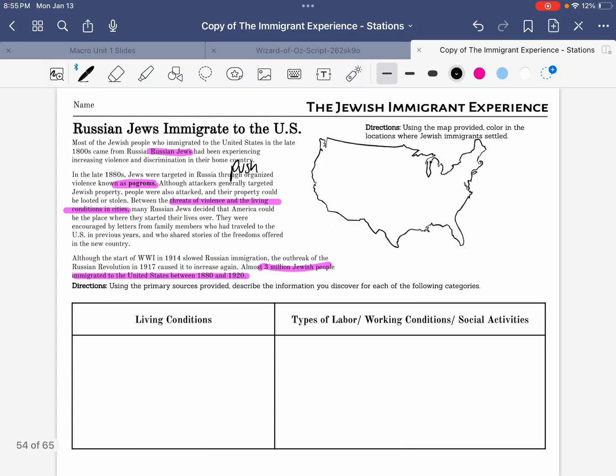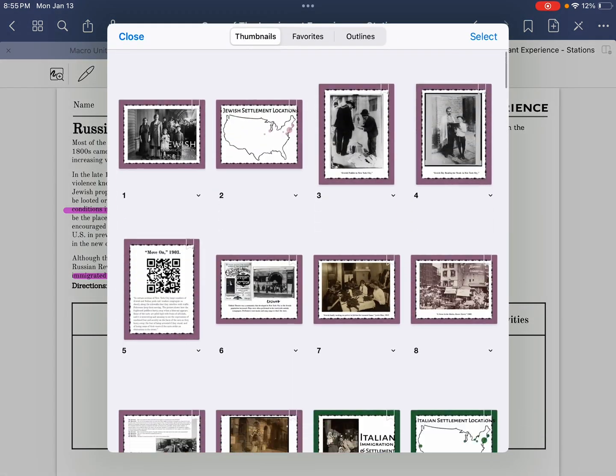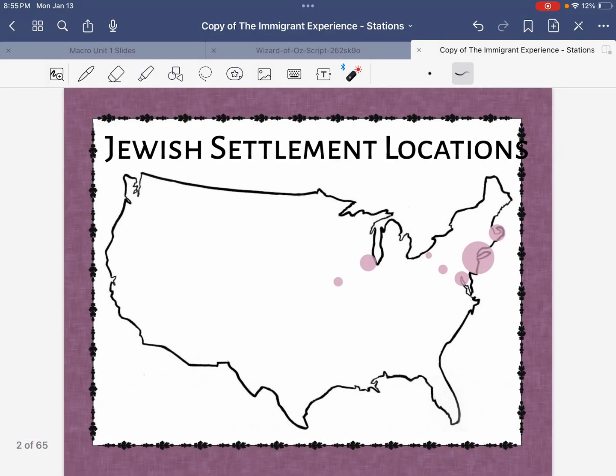Then it asks me to color in the locations where Jewish migrants settled. That is in the stations. Now we're switching to the stations. Here's the Jewish immigration station, and here's where they mostly settled. So you can tell a lot right here.